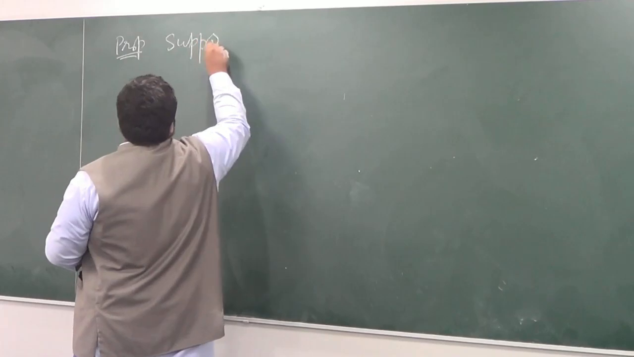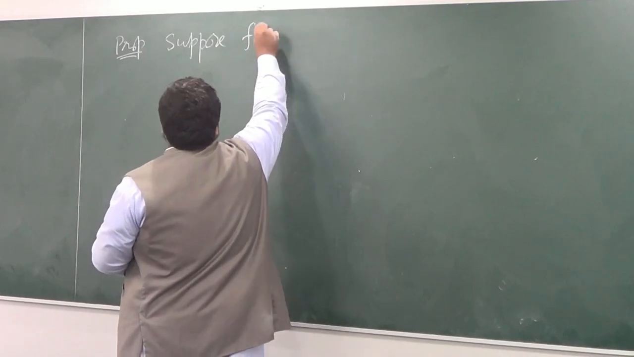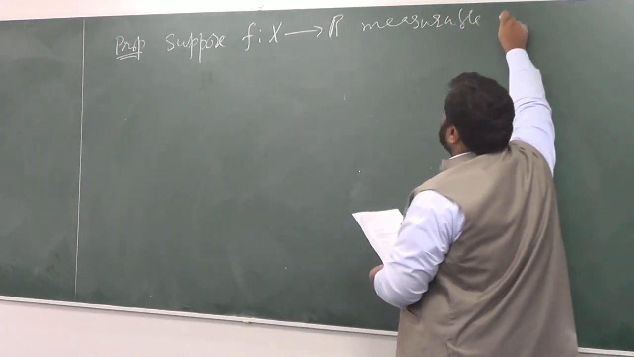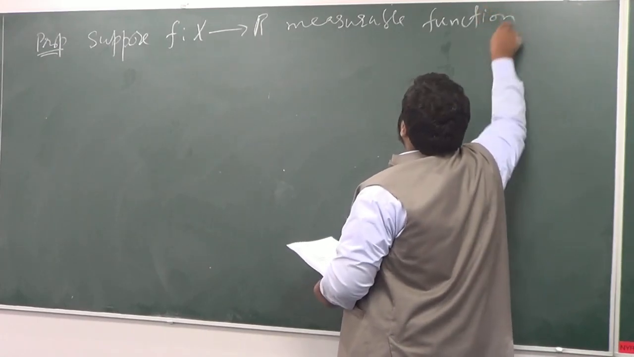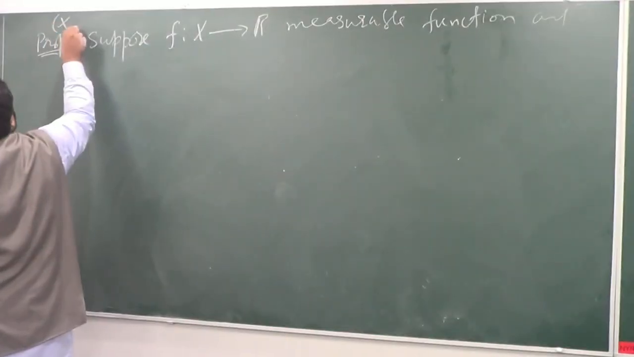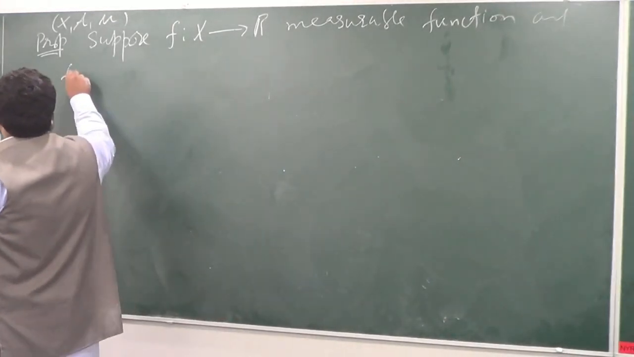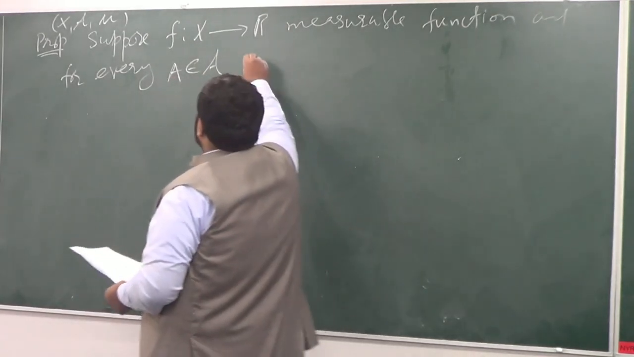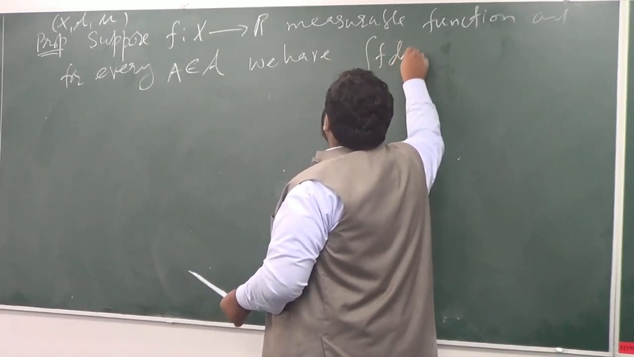It says that suppose f is a real valued measurable function. I hope you remember the meaning of measurable function. Obviously I have an underlying space X, A, and mu, so it's there. And for every A in this sigma-algebra, we have the integral of f over this set A d mu equal to 0.